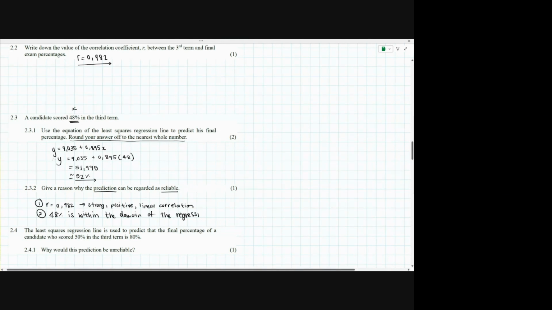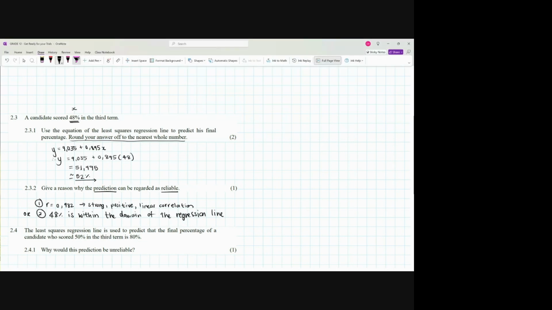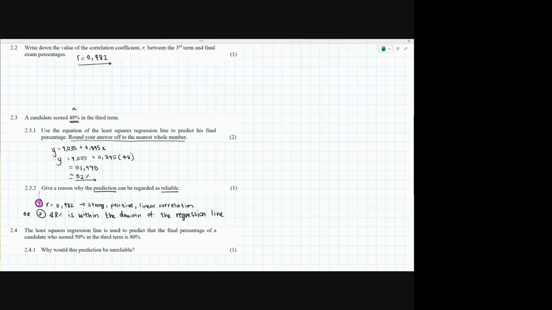Now, I think most of you would probably give the first reason, and that's absolutely fine. You don't give both, you have one or the other. I'm just explaining to you why you could use the whole domain conversation as a reason for your answer. But again, most of you are probably going to go with option one in terms of the fact that we had a strong correlation coefficient. And so that means that my prediction is reliable, and that is perfectly sufficient.